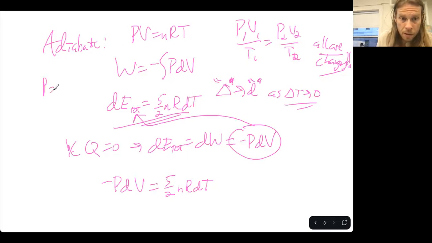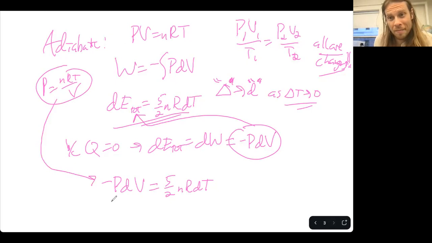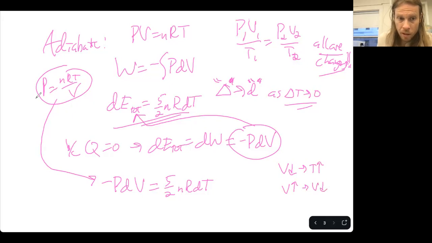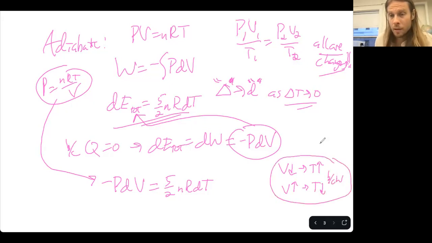P, right? P equals nRT over V from this into here. So we actually get rid of pressure. That's actually the trick with adiabatic, is the only way to do it is you get rid of pressure, you don't get rid of temperature, and then you solve for volume in terms of temperature. Remember, volume goes down means temperature goes up. Volume goes up means temperature goes down because of the work. Colliding with the walls is adding energy, or colliding with the walls is subtracting energy.